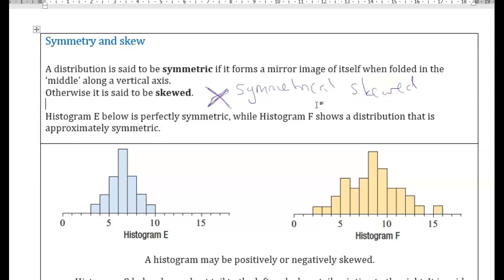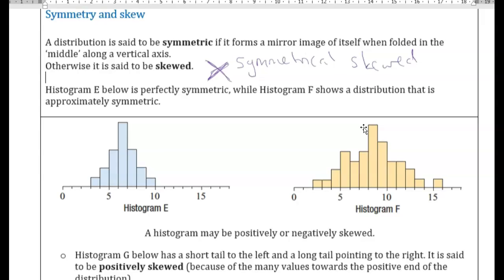Okay, so often when marking further exams, students want to say it's symmetrical, but they're so used to saying skewed, so they say it's symmetrically skewed. Okay, that's just not possible. It's either symmetrical or it's skewed. It's not one or the other. All right, so let's have a look at the difference.